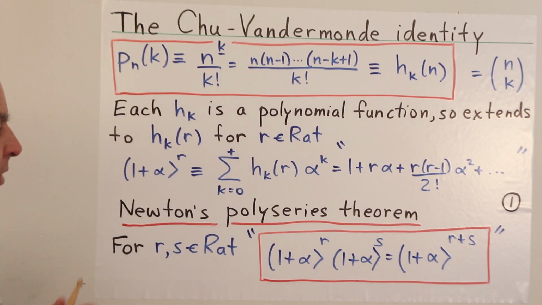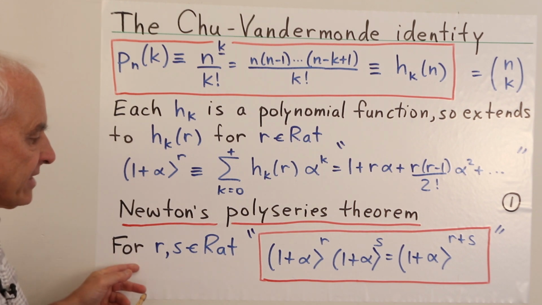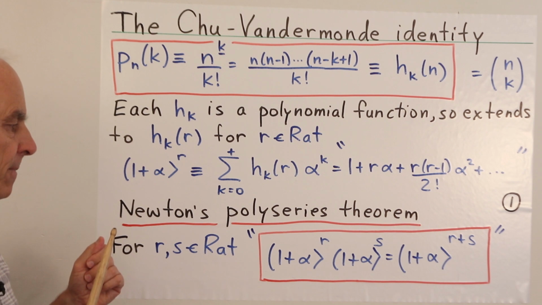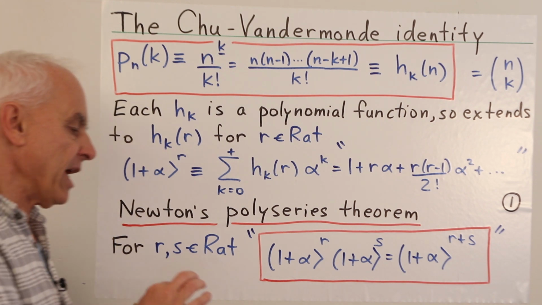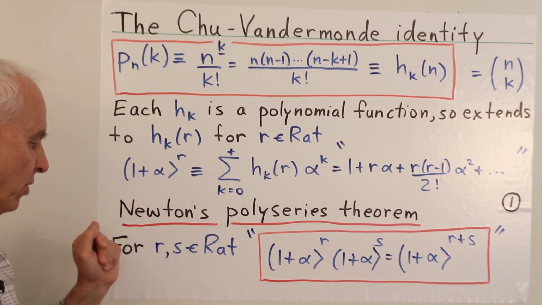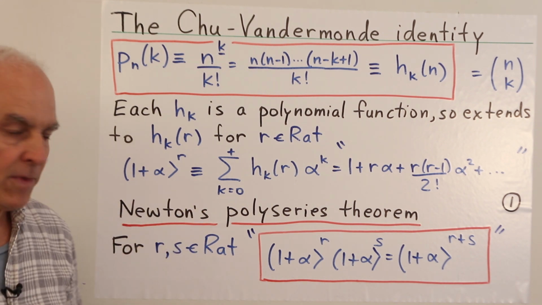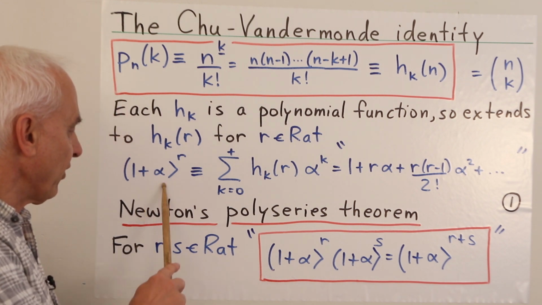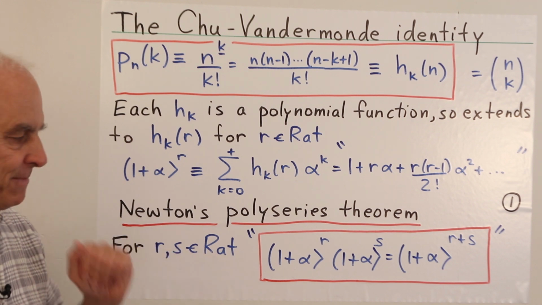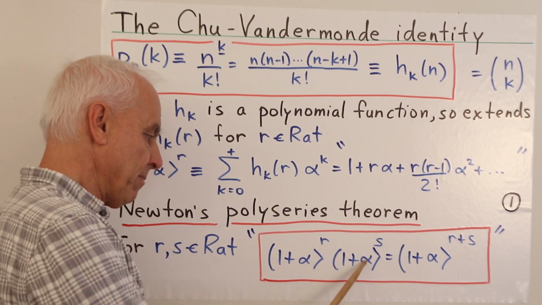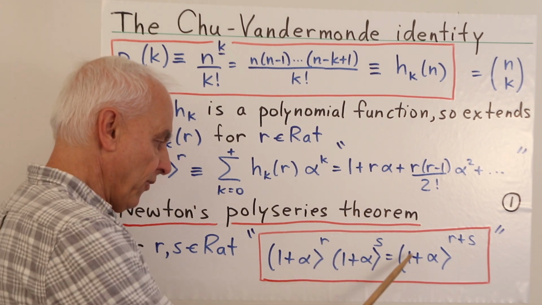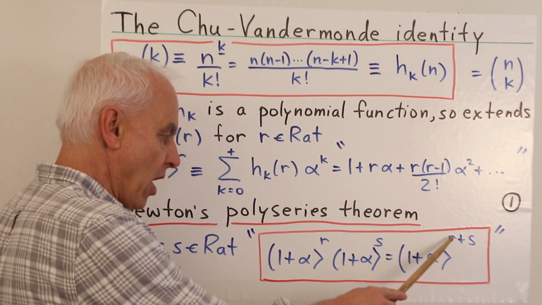In any case, what we want to do is to establish, or convince ourselves of, this fundamental relation. It's this relation that puts this story on the map. If we have two rational numbers r and s, and we take this series (1 plus alpha) pointy bracket to the r, times (1 plus alpha) pointy bracket to the s, that equals (1 plus alpha) pointy bracket to the r plus s.